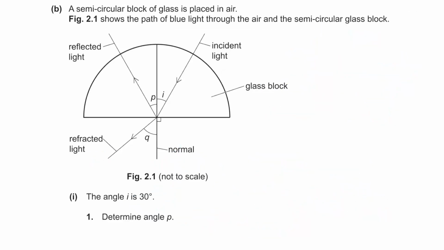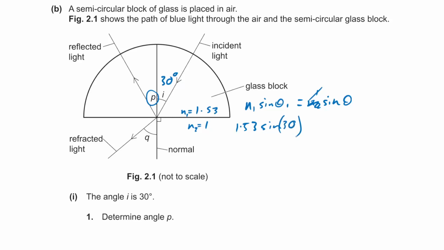Okay, determine angle P. This, of course, is an n of 1.53. This is an n of 1. So, determine angle P. I is 30 degrees, so let's crack out Snell's law. N1 sine theta 1 equals N2 sine theta 2. N2 is, well, this is N2, this is N1. So N2 is 1, so that just disappears. So therefore we can say 1.53 sine of 30 is equal to sine of P in our case.